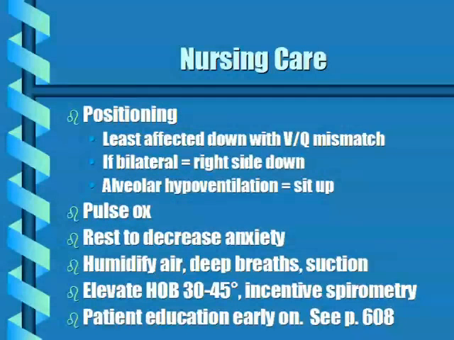Positioning is really important, and you need to know why you're doing what you're doing. Keep in mind that the right lung is larger because there are 3 lobes rather than 2, and therefore it's much more vascular. So if you have a VQ mismatch, you want to put the least affected side down so that you can ventilate and perfuse the other side better. If it's bilateral, you put the right side down because, as I've already said, it's larger and more vascular, and so we'll tolerate it better.